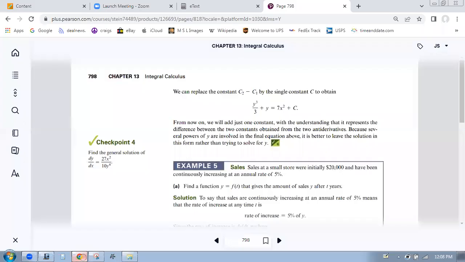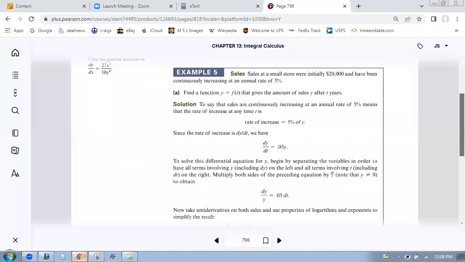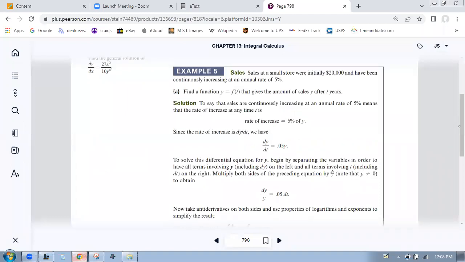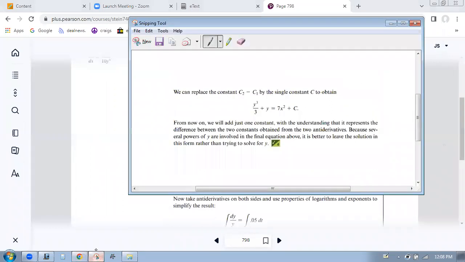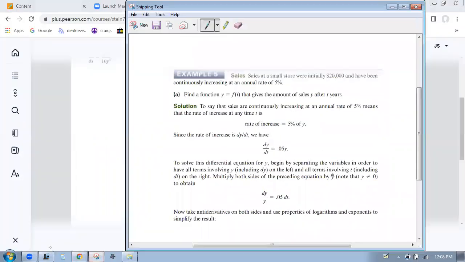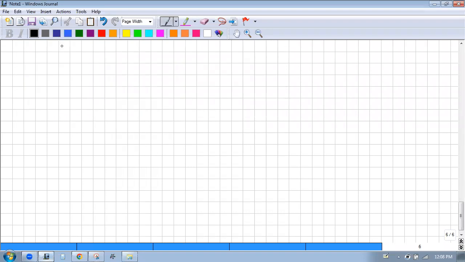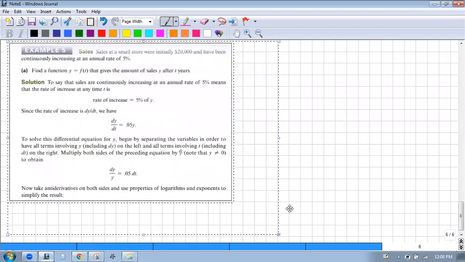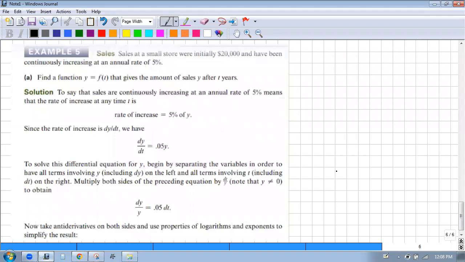Okay. And another example. Sales at a small store were initially $20,000. So sales at time 0 is 20,000 and have been continuously increasing at a rate of 5%.